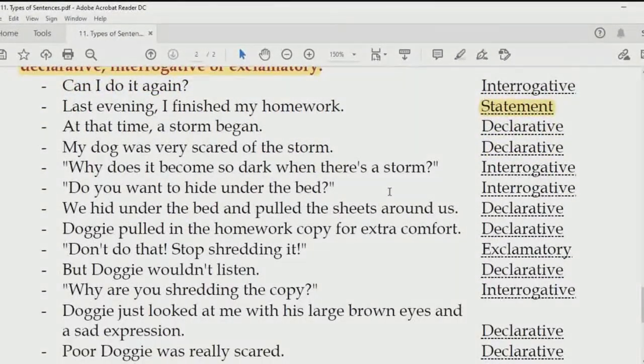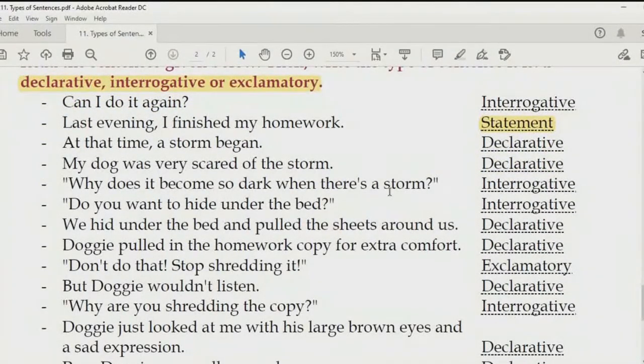So what I am going to do for this explanation is, I will be looking at only the interrogative and the exclamatory sentences. I will be leaving out all the declarative sentences because these are very simple sentences. And we use these sentences mostly while speaking. Now the first one, interrogative. Can I do it again? And we have a question mark, so it becomes an interrogative sentence.